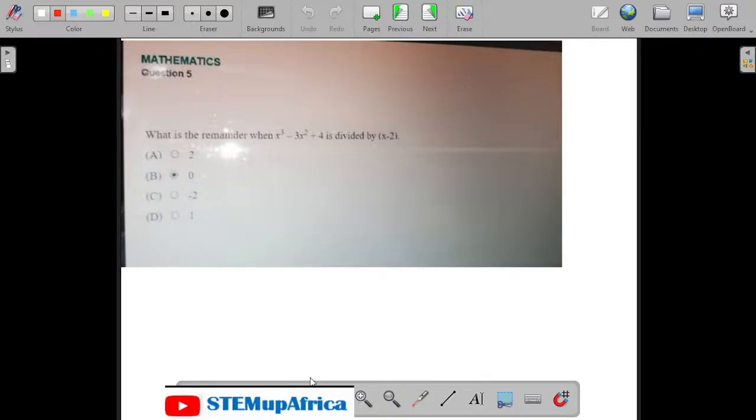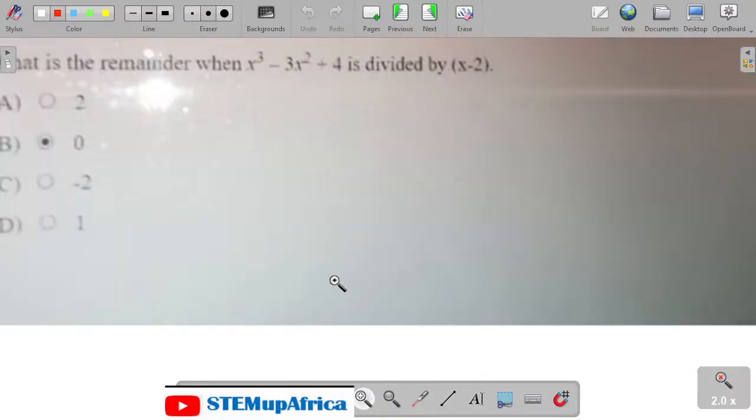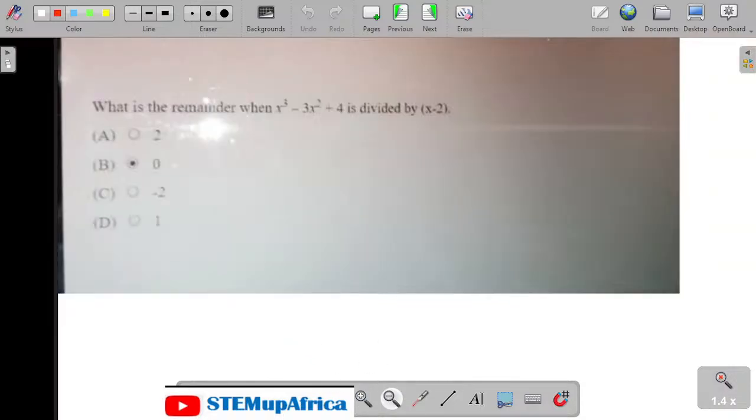So we have another question here, which happens to be polynomials. It says find the remainder when this is divided by x minus 2. You can decide to use long division, but that would be a waste of time. Remember, we are working against time in JAMB. You can use this whole process to divide, but that's a complete waste of time.